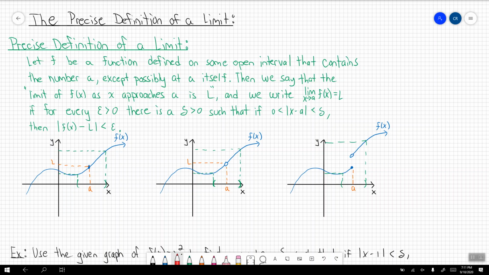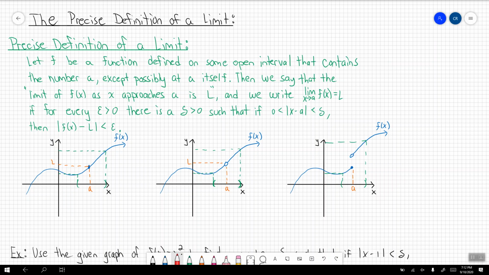And here's where the difference actually happens with the definition that we presented for the limit back in earlier chapter 1. The second part of this definition says if for every epsilon greater than 0, there is a delta greater than 0, such that if the absolute value of x minus a is greater than 0, but less than delta, then we will find the absolute value of f of x minus L to be less than epsilon. Wow, now that's a lot going on there.